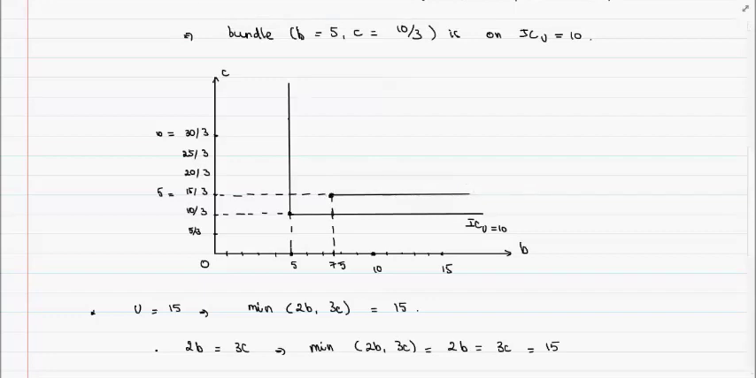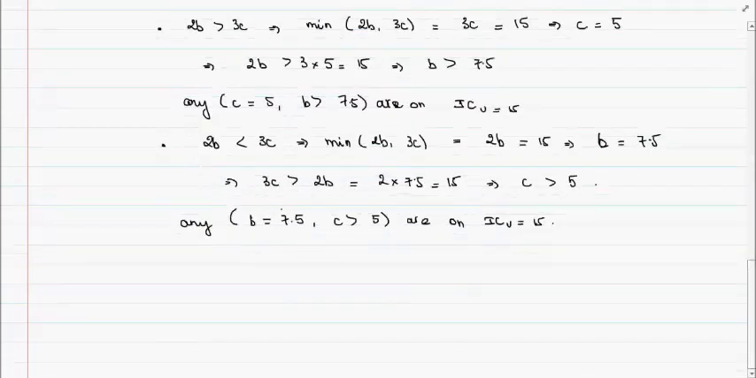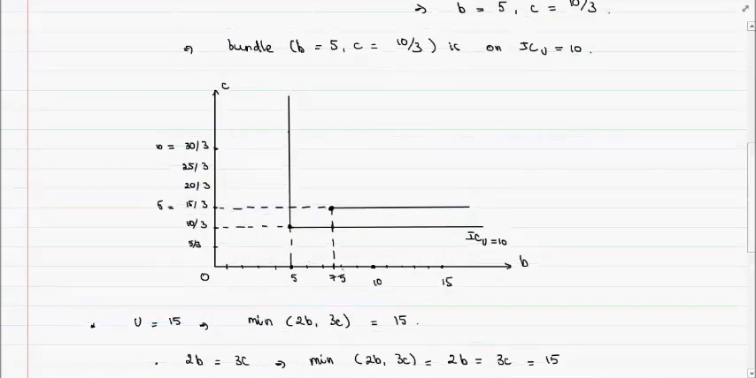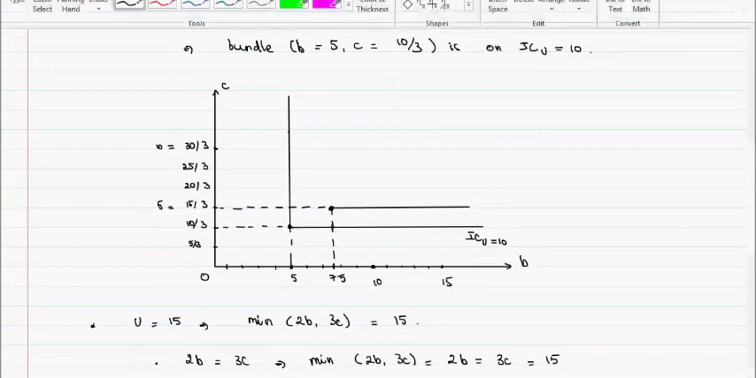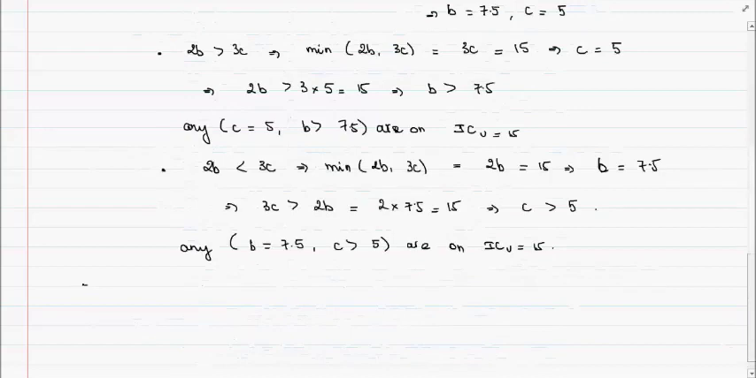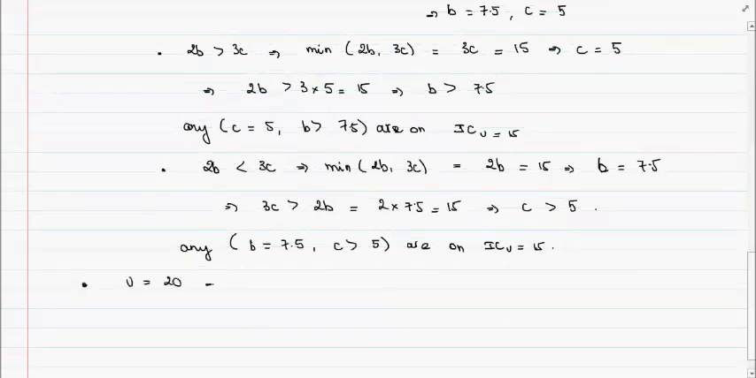Okay, and again the last case is any point where B equals 7.5 and C bigger than 5. So B equals 7.5, which is here, and C is bigger than 5, so that is just going to be the vertical part going all the way up. Okay, so this is the indifference curve corresponding to U of 15. Alright, so the last case is where U equals 20, again just the minimum of 2B and 3C equal to 20.